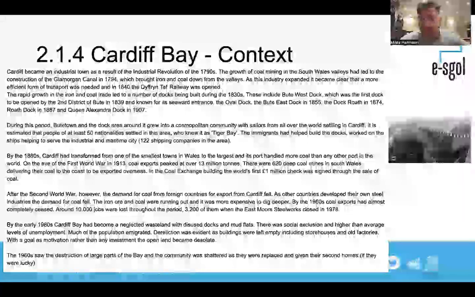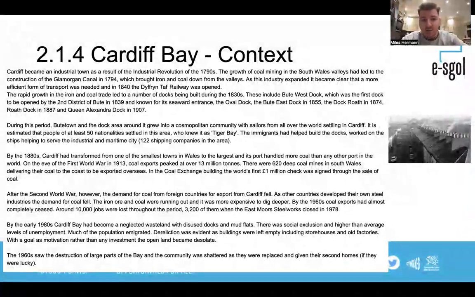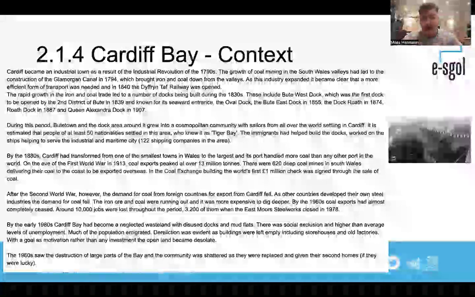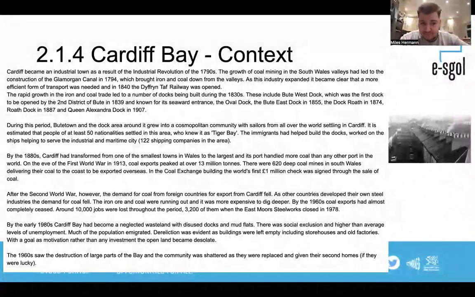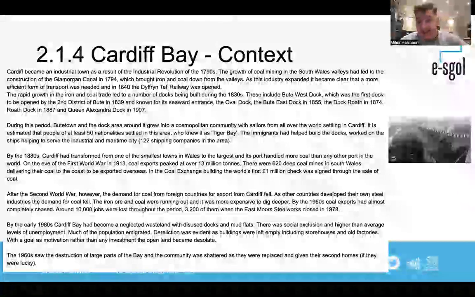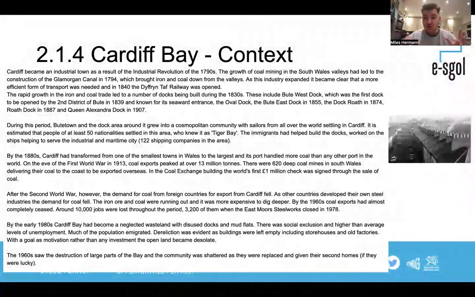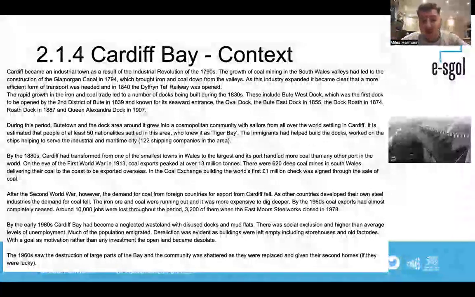So Cardiff Bay and Tiger Bay, as it was once known, and that name is now brought back into Cardiff, is an area that was industrial. This was mainly due to the valleys sending coal to the docks. The docks had developed over time, and it became one of the largest ports for exporting coal in the whole world. Now, this made a significant amount of money. It says here, in the coal exchange building was the world's first 1 million check signed for the sale of coal.